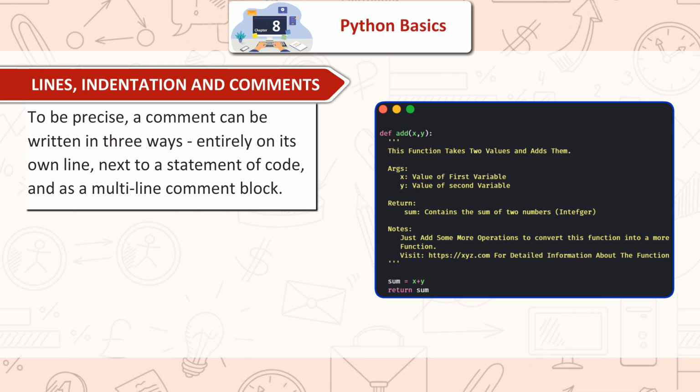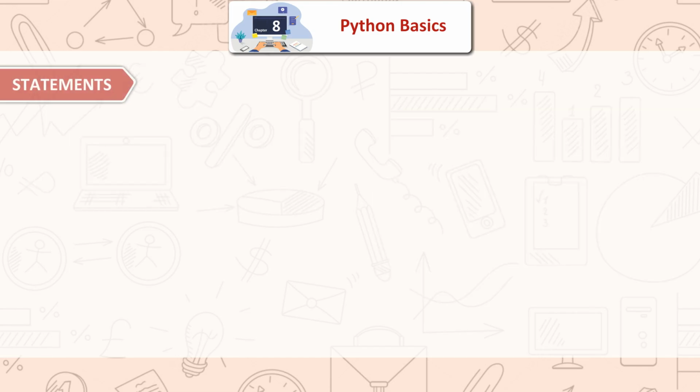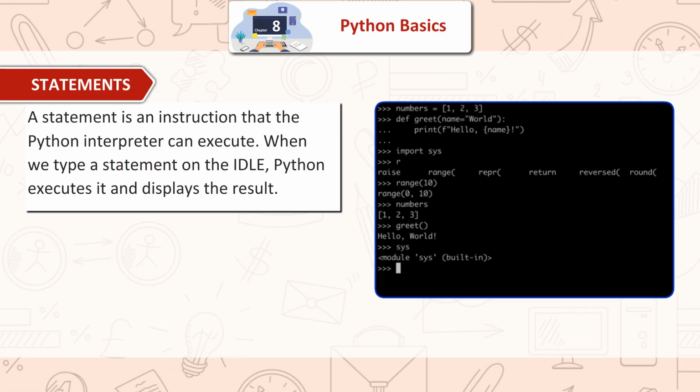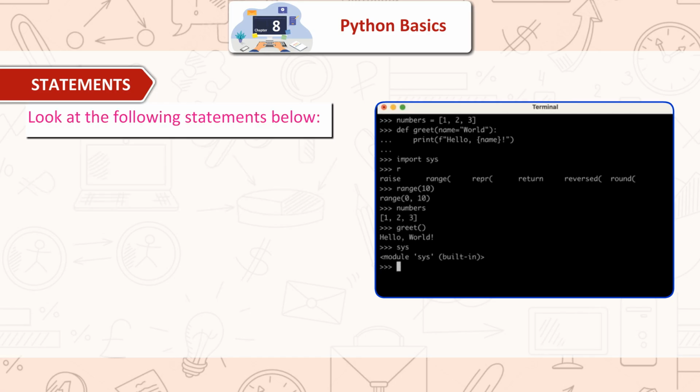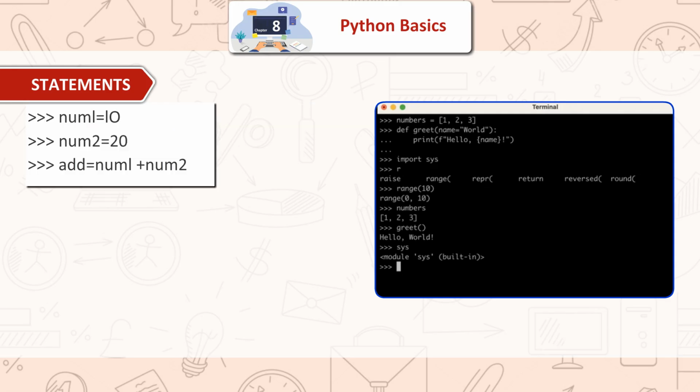To be precise, a comment can be written in three ways: entirely on its own line, next to a statement of code, and as a multi-line comment block. Statements. A statement is an instruction that the Python interpreter can execute. When we type a statement on the IDLE, Python executes it and displays the result. Look at the following statements below. num1 = 10, num2 = 20, add = num1 + num2.